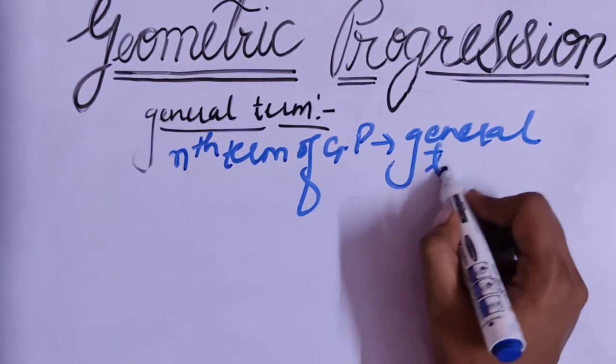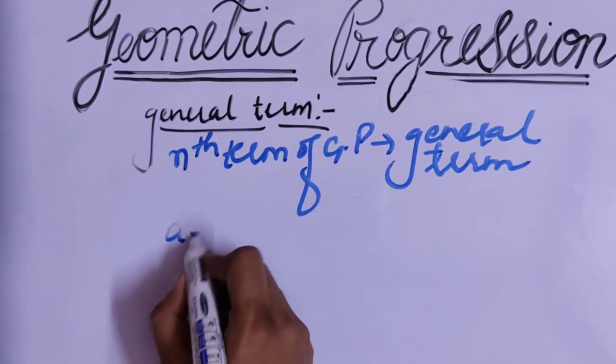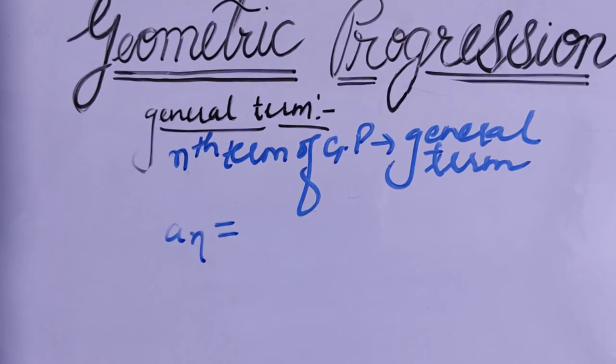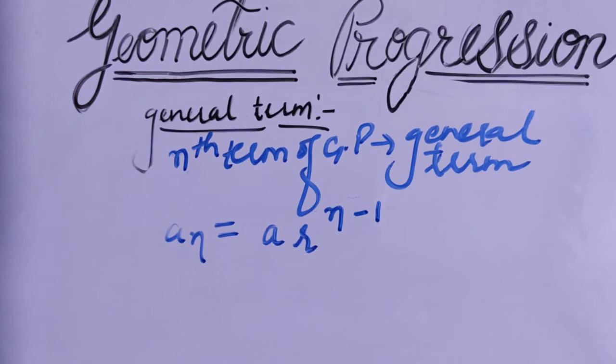Now what is the nth term of a GP sequence? Like you have studied in AP sequence, the nth term is an, which is equal to a plus n minus 1 into d. In a similar manner, in GP also there is an nth term, denoted by the same an. So this an will be equal to a into r raised to the power n minus 1.